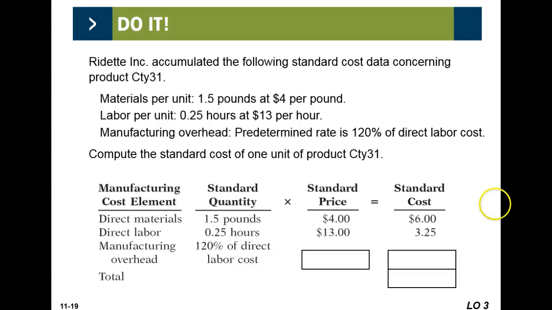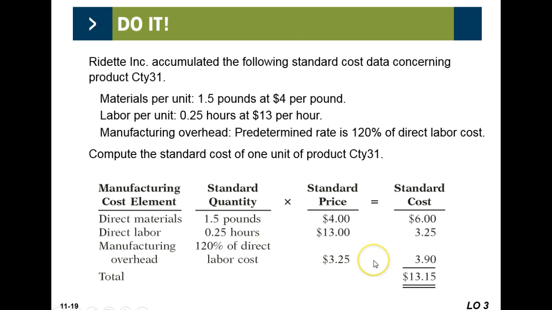So we're given our materials, we're given our labor. It tells us our predetermined overhead rate is going to be 120% of direct labor cost. If our direct labor cost is $3.25, wouldn't that make 120% of $3.25 to be $3.90? So we've got our total standard cost of $13.15 per this product.